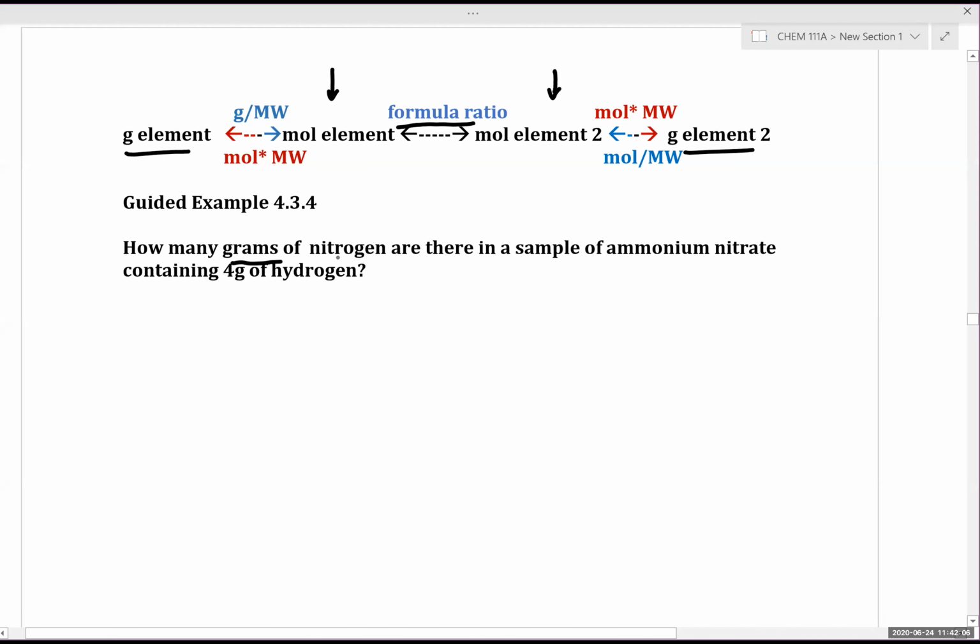So it's asking how many grams of nitrogen are there in a sample of ammonium nitrate with 4 grams of hydrogen. So when Canvas has a slightly different number, you'd solve the problem in our note set, and then all you do is change the number that you start inputting into your calculator to the number in Canvas. I just had to change the magnitude of the numbers so that you can enter it in Canvas, because Canvas doesn't like very large or very small numbers.